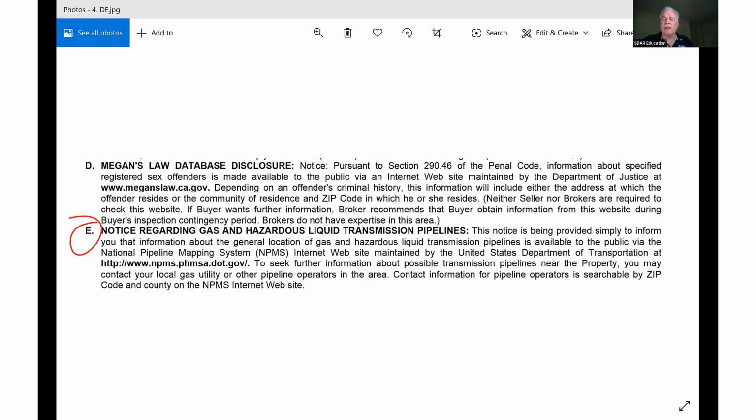So here's your disclosure. Notice is being provided simply to inform you that information about the general location of these lines is available to the public via what? Here's the website. Okay. To seek further information about possible transmission lines near the property, you may contact your local gas utility or other pipeline operators in the area. And again, that's supposedly to protect our safety, but we may be actually opening up a Pandora's box, as we say. Okay, all right. So you are required by law to make the disclosure. Make the disclosure. You're not required by law to comment on it. Okay. All right.